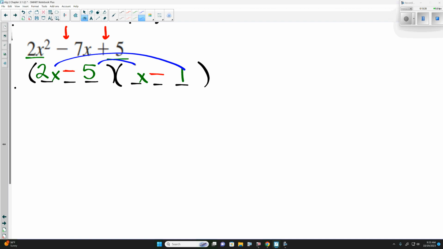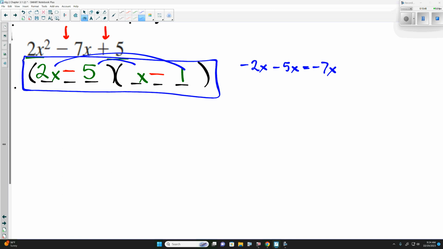2x times negative 1 is negative 2x. Negative 5 times x is negative 5x. Negative 2x minus 5x is negative 7x. Is that the middle term we wanted? So it's not always going to be the case that we have to switch or rearrange things, because there are sometimes we'll get it on the first try. Questions on this here? Any questions on any of this here so far? We're ready for the next one.